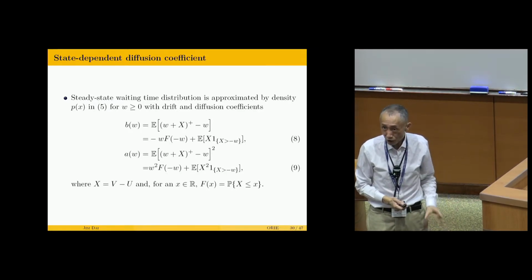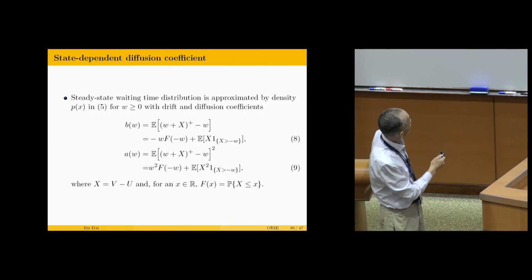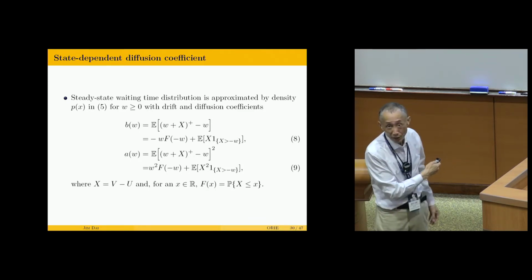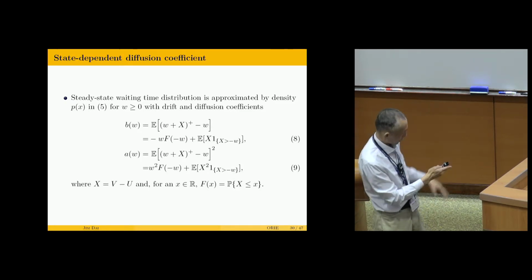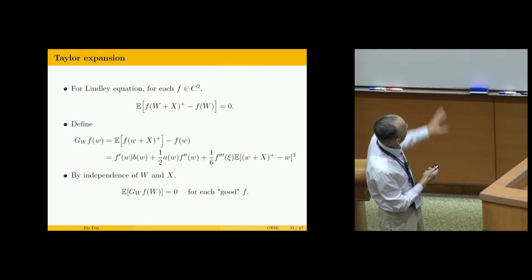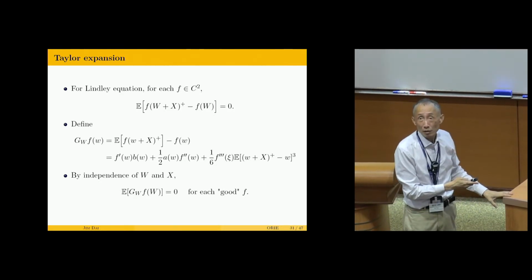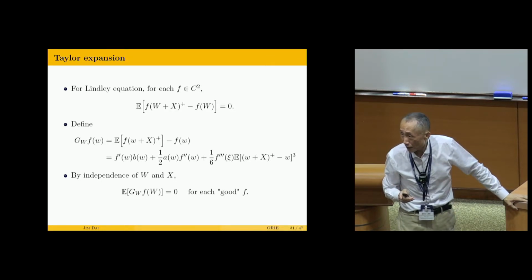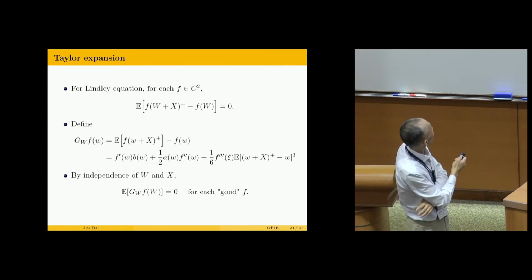Instead of a constant diffusion with an exponential distribution as a limit, I want to use this diffusion coefficient. This is a drift, this is a diffusion coefficient, and everything is in terms of X, a primitive random variable, where V is the service time distribution and U is the interarrival time distribution. And why do we get that? I don't have time to, what time do I have? Okay, good. So let me talk a little bit here. That's more than I thought.